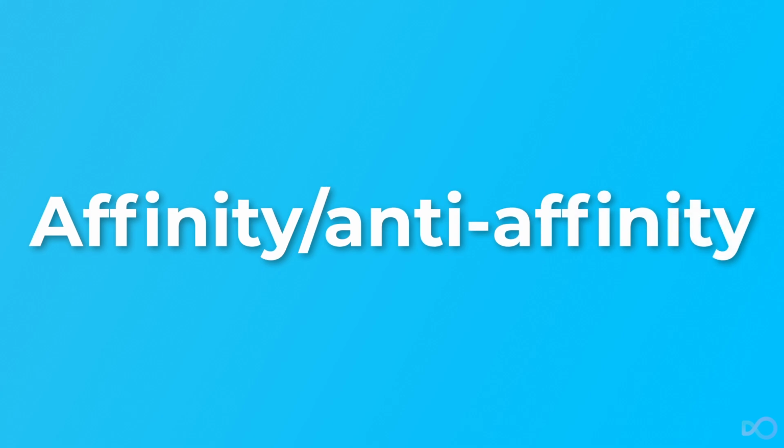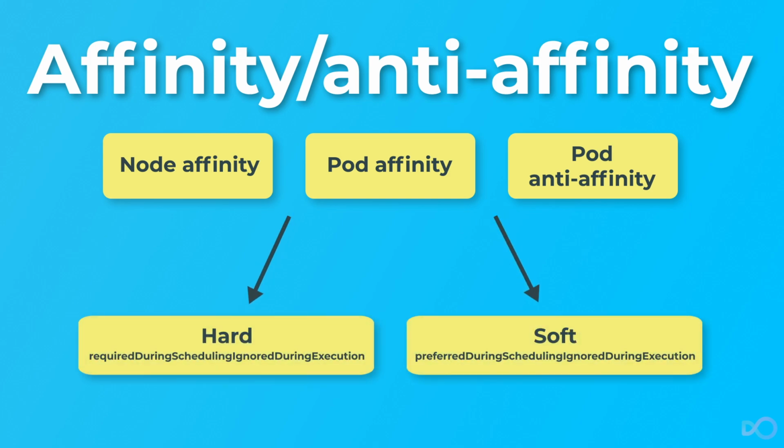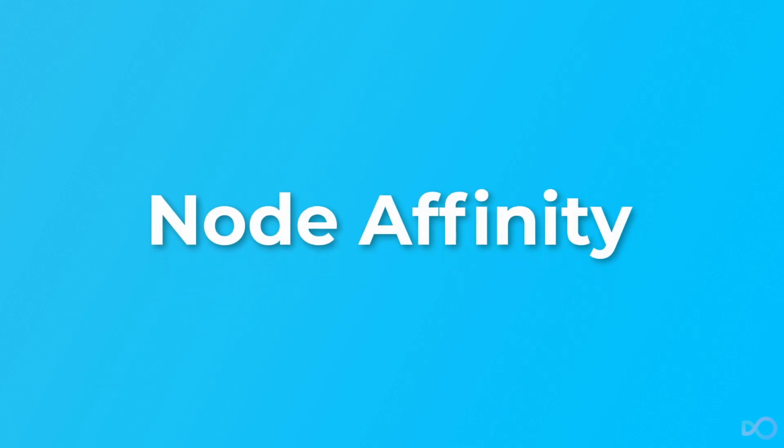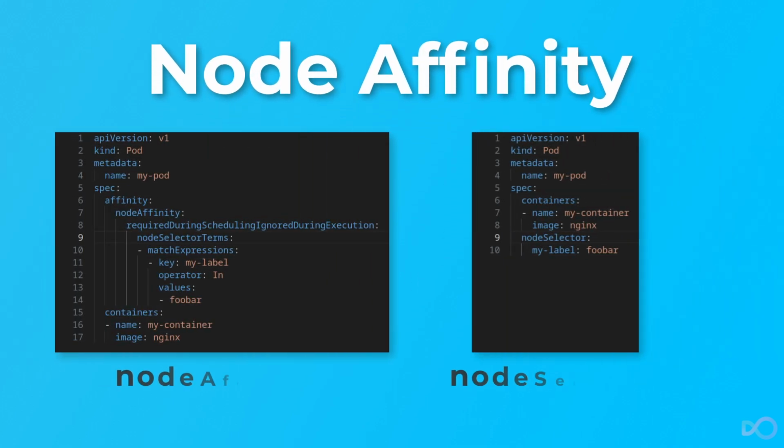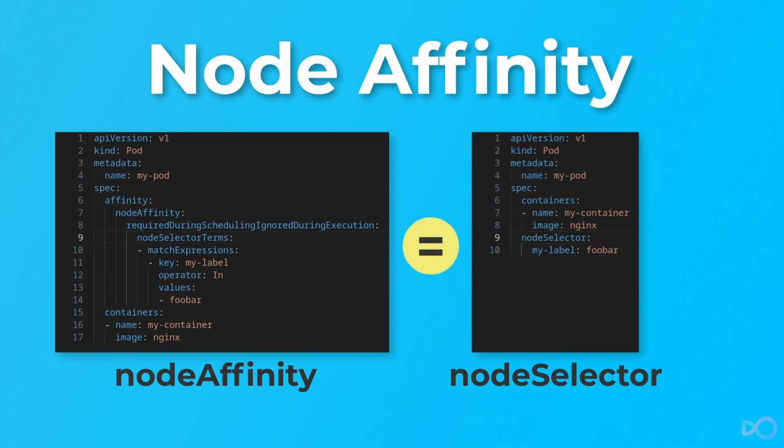The second option is Affinity and Anti-Affinity. There are three types: Node Affinity, Pod Affinity, Pod Anti-Affinity. In turn, Affinity and Anti-Affinity can be hard and soft. I'll explain it later. Let's look at Node Affinity. Node Affinity is similar to NodeSelector, but it's more expressive and flexible. In the example, this Node Affinity is equal to the shown NodeSelector.